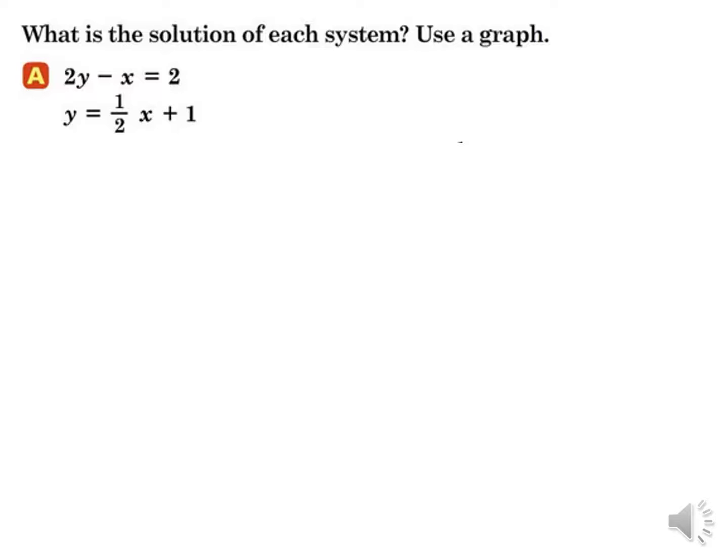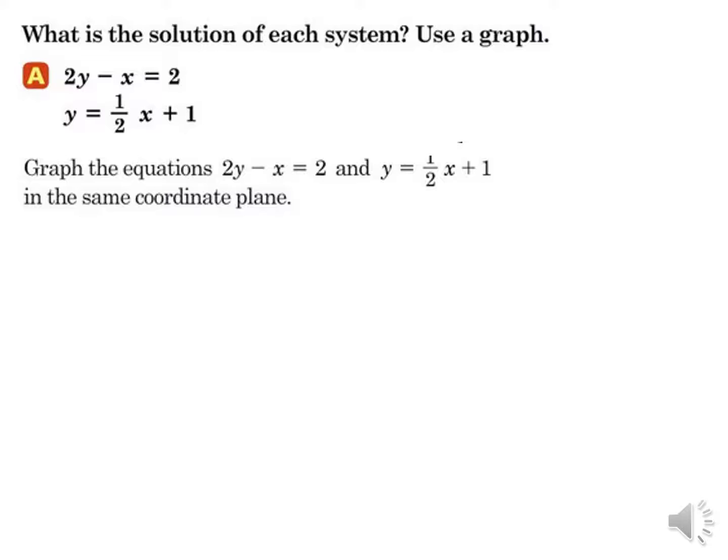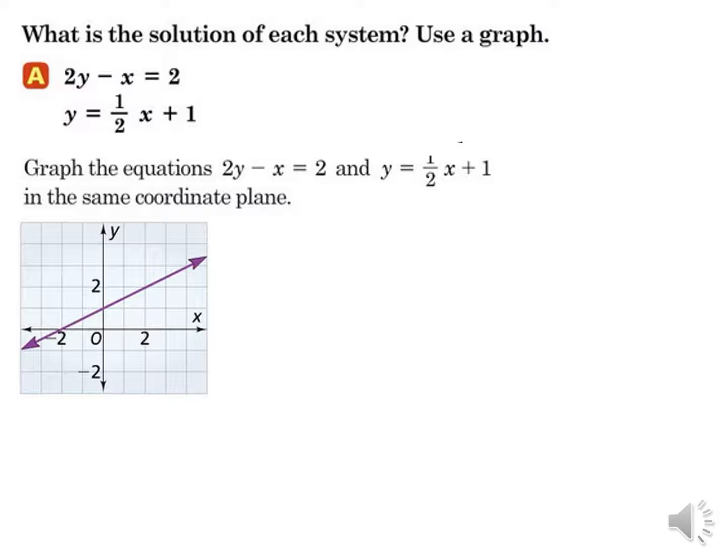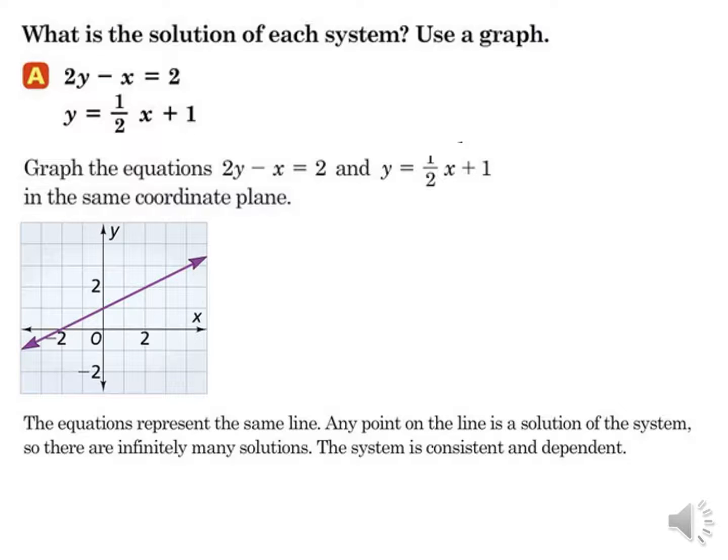So wait a minute. These two are the same exact lines. So when I graph them, they're going to be the same exact line, okay? So here's the first one. And then when I graph the second one, it's going to be the same line. So there's infinitely many solutions, okay? It's the same line. It's infinitely many solutions, okay?